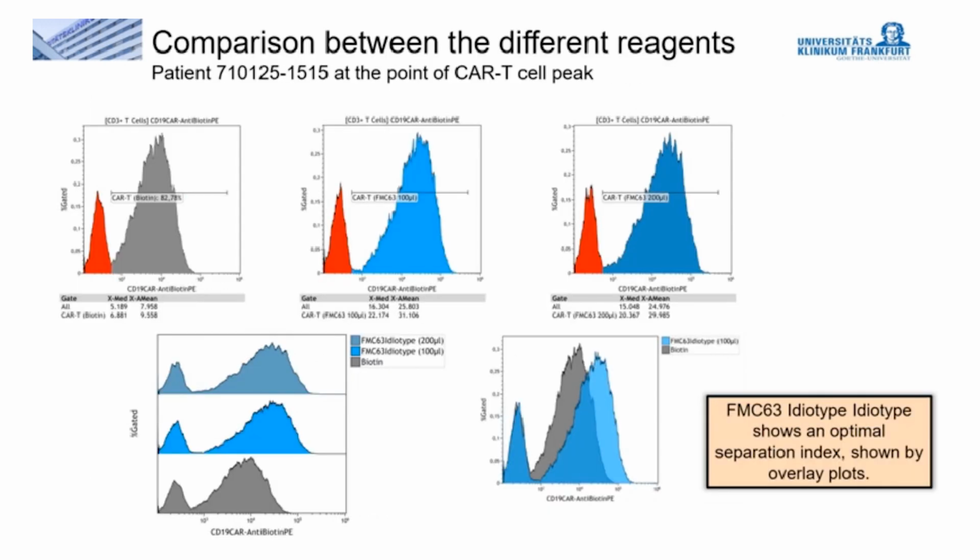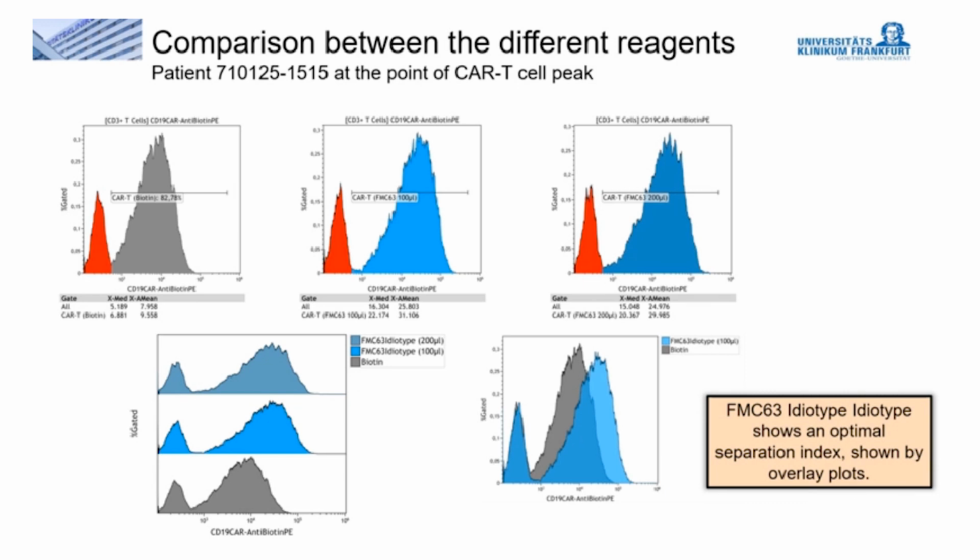To illustrate the improved separation index, here again is a one-dimensional plot of the mean fluorescence intensity, or MFI for short, shown using a histogram and an overlay plot. For those who are not familiar with flow cytometry, the CAR-negative cells are shown in red, the indirect staining with the anti-biotin PE in gray, and the FMC63 is shown in light and dark blue.